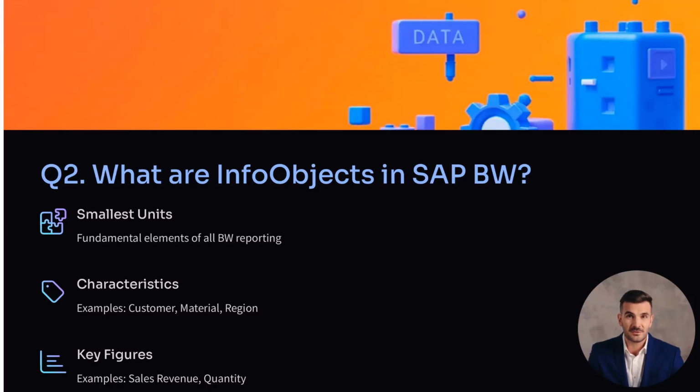Question number 2. What are InfoObjects in SAP BW? Answer. InfoObjects are the smallest building blocks in BW. They're like the DNA of all reporting. We use them to model data. For example, characteristics like customer, material, and key figures like sales revenue. They're crucial for defining dimensions and measures in data models.